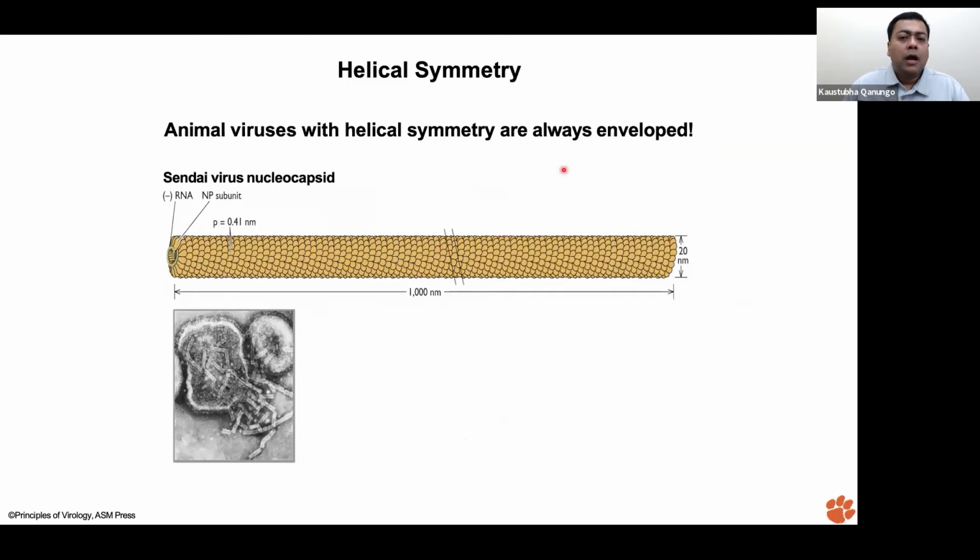So here you are looking at a Sendai virus, and this is the core, or the nucleocapsid. But in reality, this is actually covered by a membrane, a large virus. So all the animal viruses of helical symmetry are always enveloped.